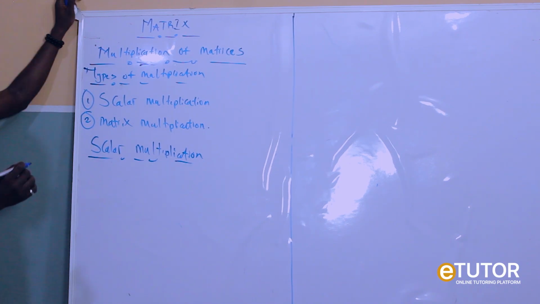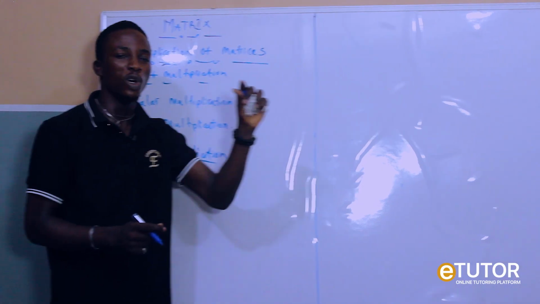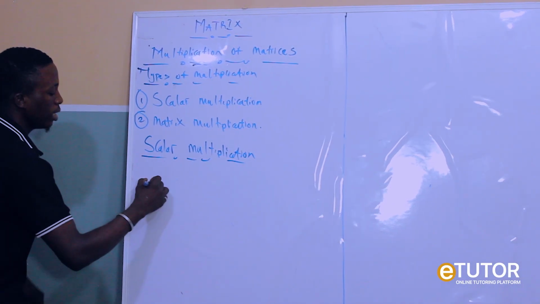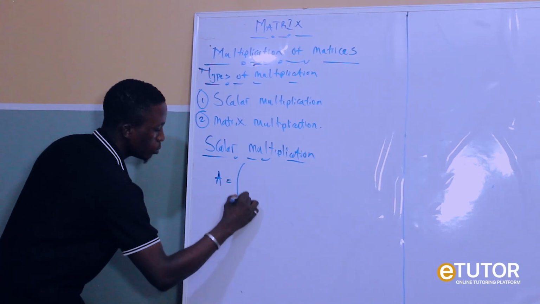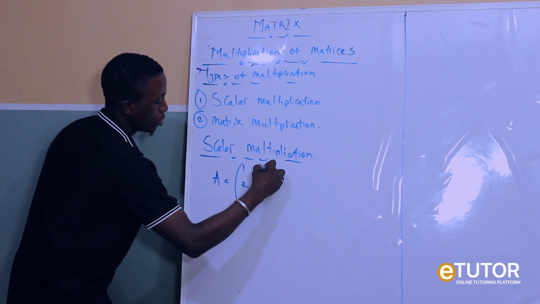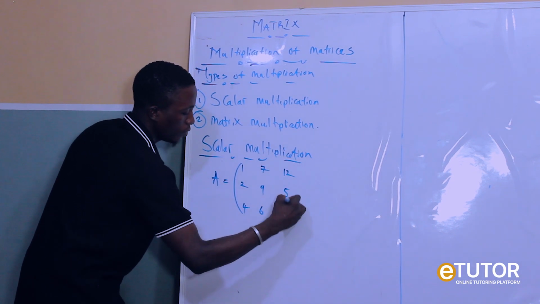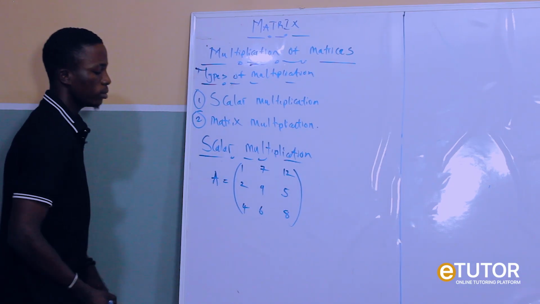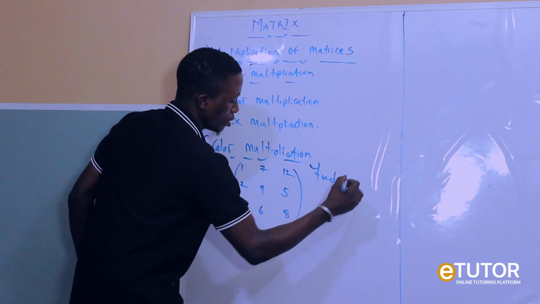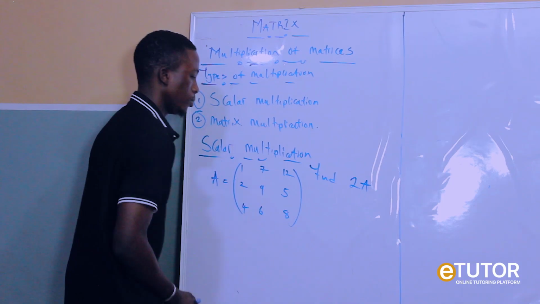So I said the scalar multiplication involves multiplying a number with a matrix. So let's say we have a matrix A equal to 1, 2, 4, 7, 9, 6, 12, 5, and 8. And you're asked to find 2A.